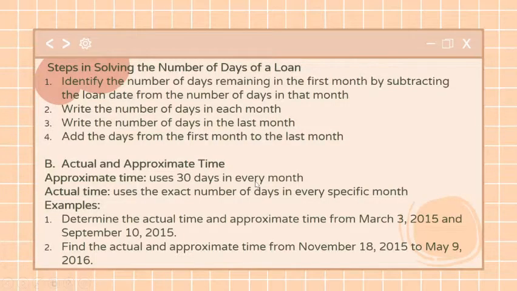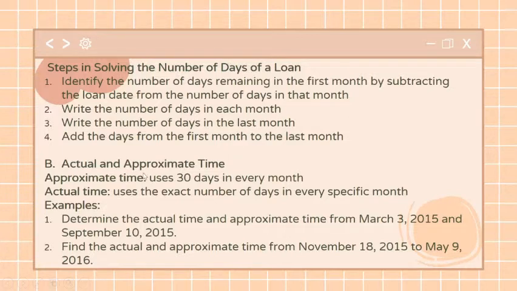So we have the steps in solving the number of days of a loan. First, identify the number of days remaining in the first month by subtracting the loan date from the number of days in that month. Second, write the number of days in each month. Third, write the number of days in the last month. Lastly, add the days from the first month to the last month.